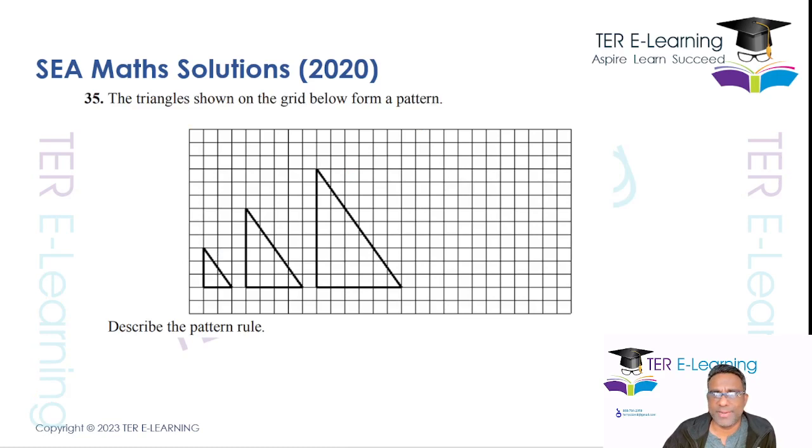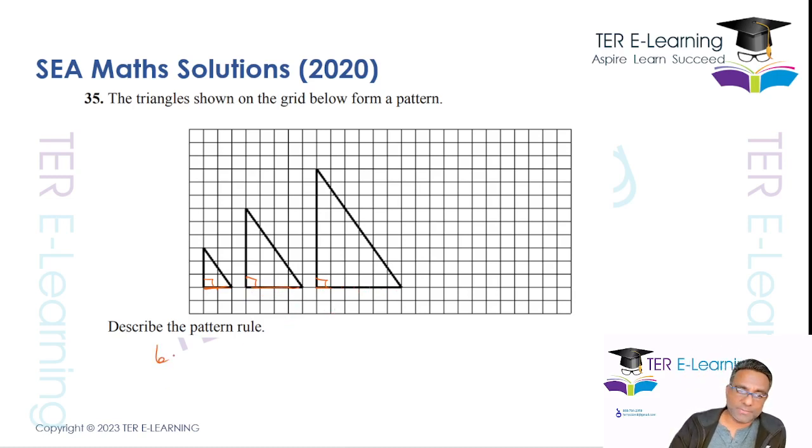Question 35. So we have some triangles and we want to describe this pattern rule. If you notice, all of these triangles to begin with are right angle triangles. Let's see what's happening to the height and the base. The base of this triangle here is 2 units. This one here is 4. And this one here is 1, 2, 3, 4, 5, 6. So basically, we keep increasing by 2.